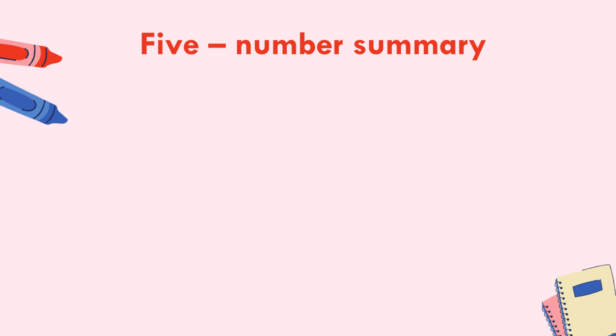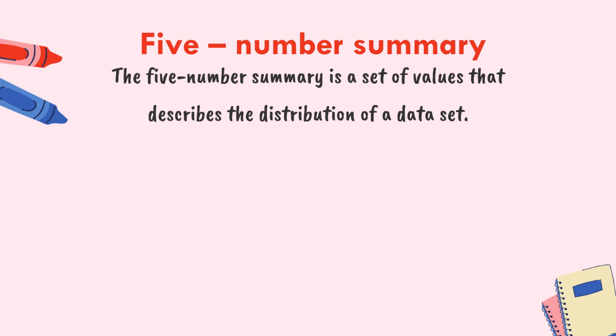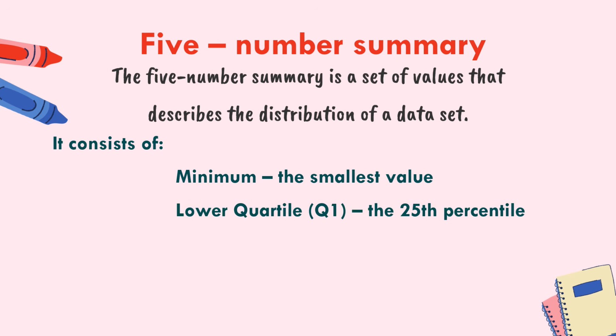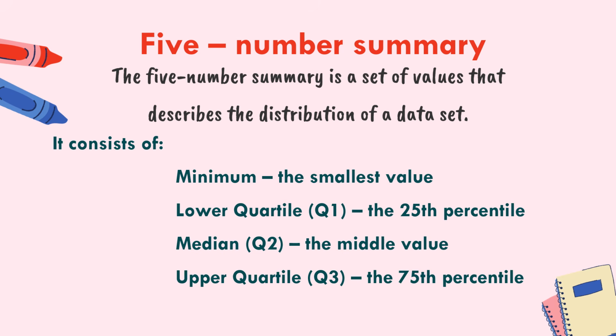What could be the definition of the 5-number summary? The 5-number summary is a set of values that describe the distribution of the dataset. It consists of the minimum value, that is the smallest value; the lower quartile, quartile 1, that is the 25th percentile; the quartile 2, that is the median, the middle value; the quartile 3, that is the upper quartile, the 75th percentile; and then the maximum, that is the largest value.